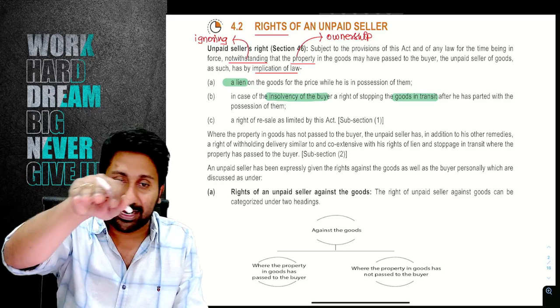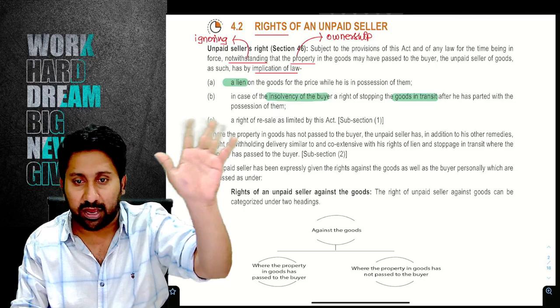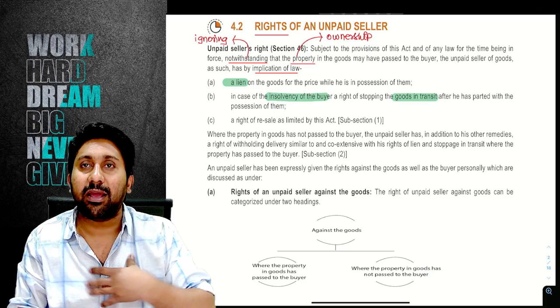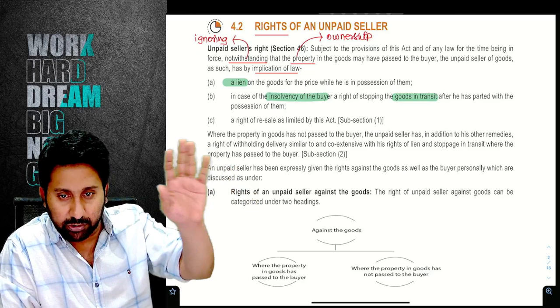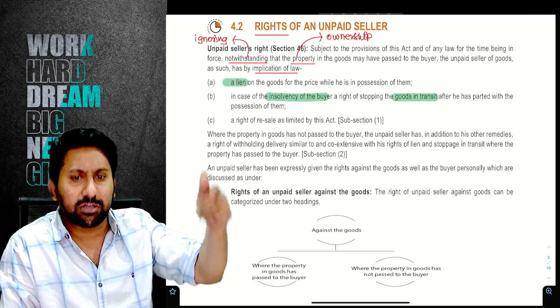Is it totally received by the other party? No. Is it totally with me? No. Part is there. So I have only a part of possession because I have a right to stop the transit. So immediately, if I know about the insolvency of the buyer, that the buyer cannot pay, what will I do? Stop the goods. I have that right. Who has it? The unpaid seller. Why is the seller unpaid? Because the buyer became insolvent.